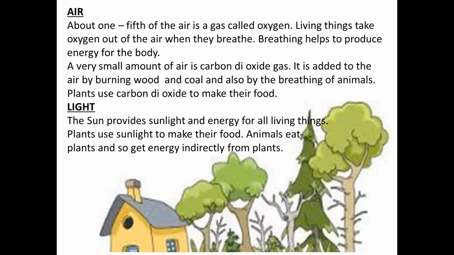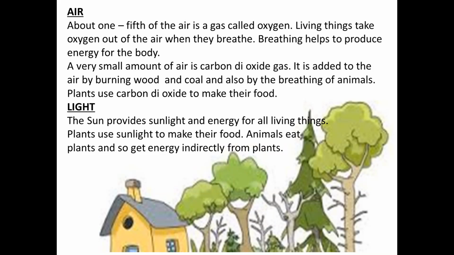Okay, students. So this is the second component of biosphere. Now, come to the next component, that is light. Okay, so I hope that you can understand what we mean by light. That is basically the sunlight.